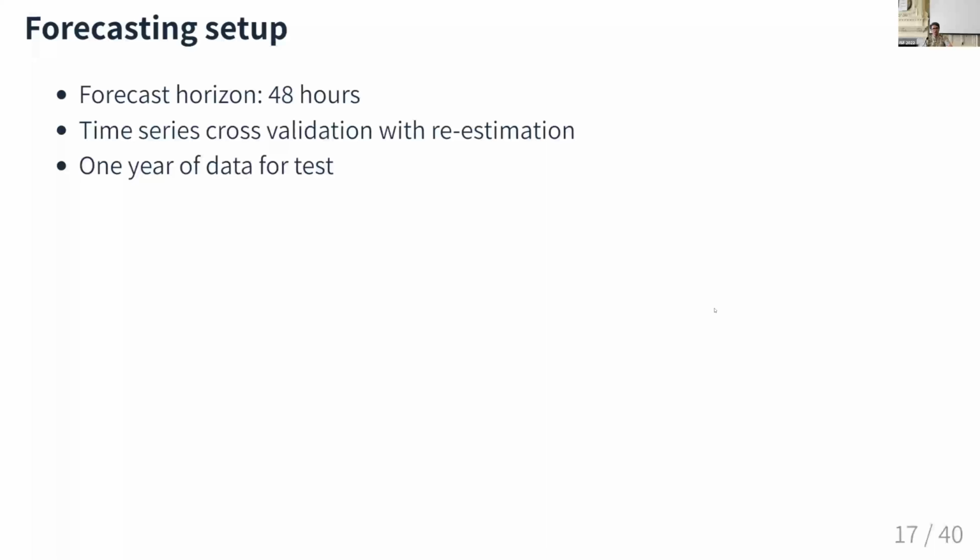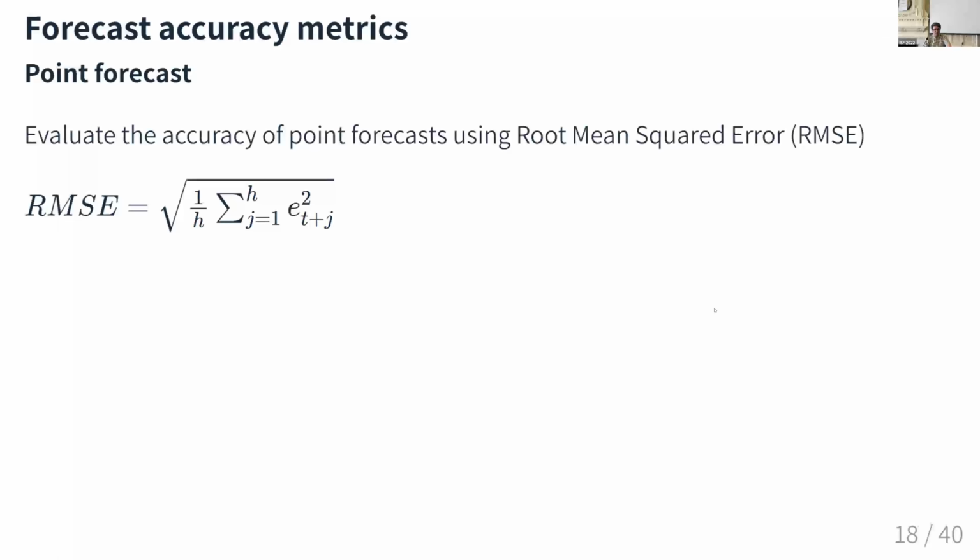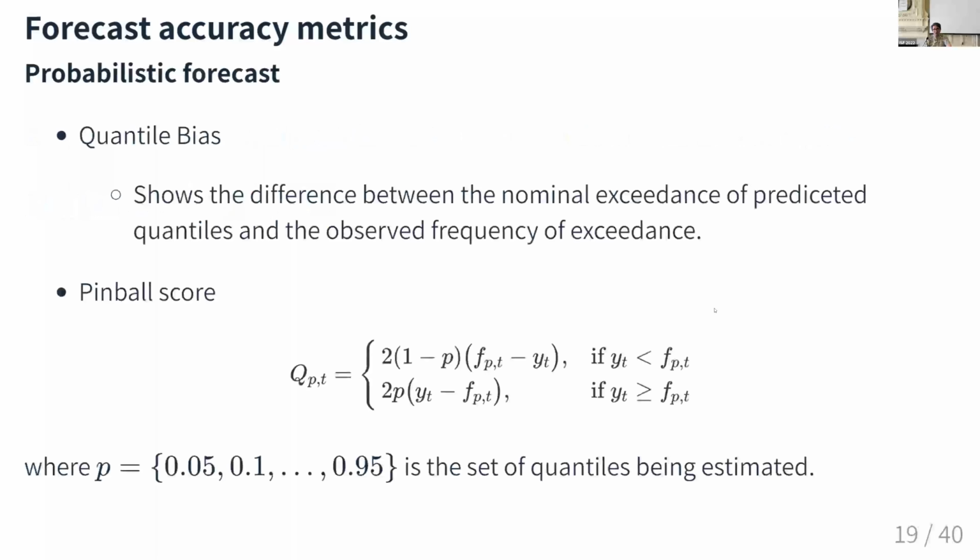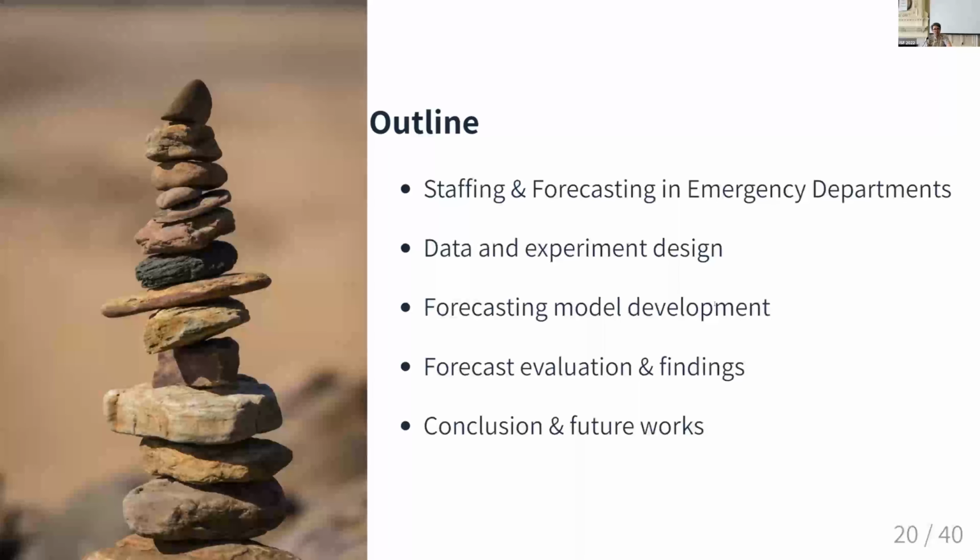So here we forecast for 48 hours. We do time series cross-validation with re-estimation, and then we use 1 year of data for evaluating. To evaluate the point accuracy, we use root mean square error. And to evaluate the probabilistic forecast, we use the quantile bias and pinball score. For the pinball score, we look at different quantiles from 5% to 95%.